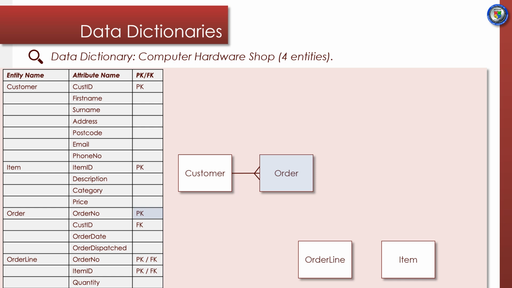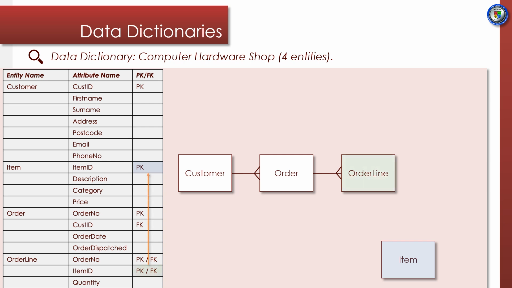We can see that order has a primary key of order number, and that attribute order number is repeating in the order line entity as our foreign key in this case. Again, giving us a one-to-many relationship. And item ID is the primary key in the item entity, and again we can see that repeated in the order line entity as a foreign key, giving us that one-to-many relationship.